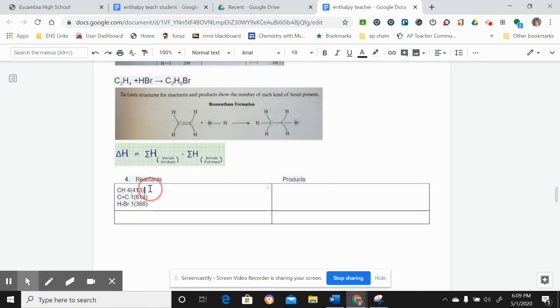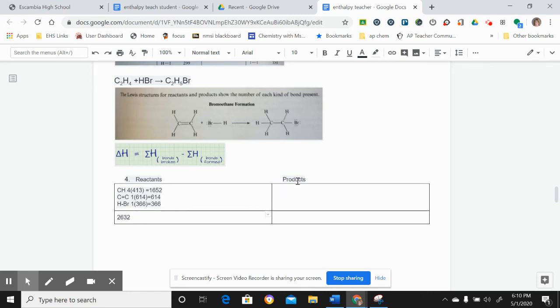Let's do our math on this side. 4 times 413 is 1652. And I have a C double bond C, and that's just times 1. That's 614. And I have a 366. If I add all 3 of those up, I get a value of 2632.